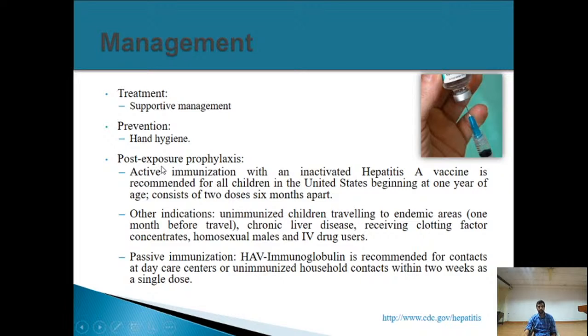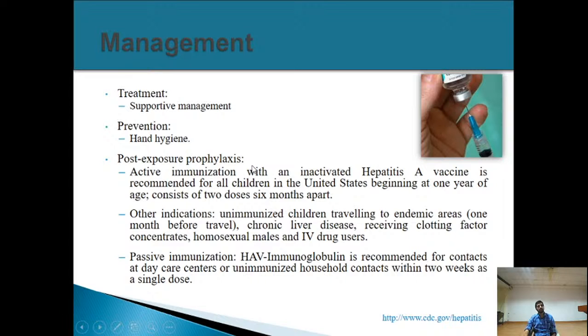Treatment is generally supportive management, and prevention is through hand hygiene and improving the socio-economic status of the locality. It usually occurs in poor localities. Post-exposure prophylaxis is not given in India. This is only abroad. This is for theoretical purposes only. In India, we don't give any post-exposure prophylaxis or any vaccine as such.